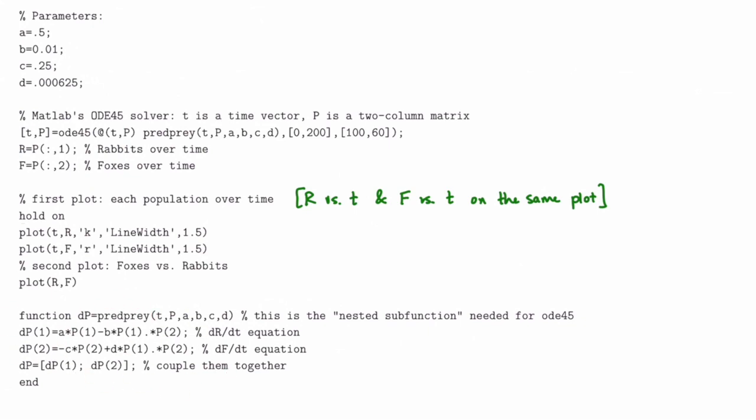The next two pieces of information actually are important for us to be able to adjust. So this is the time span. The way we've set this up, 0 is less than or equal to t is less than or equal to 200. But that's something you can adjust. And then this vector is the vector of initial conditions. So this is telling us that the initial rabbit population, just in this piece of code, is 100. And then the second entry tells us that the initial fox population is 60.